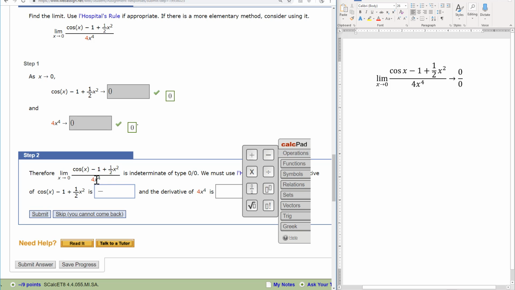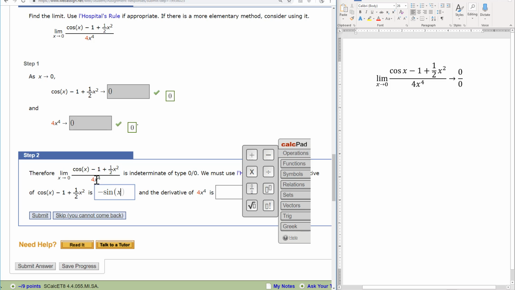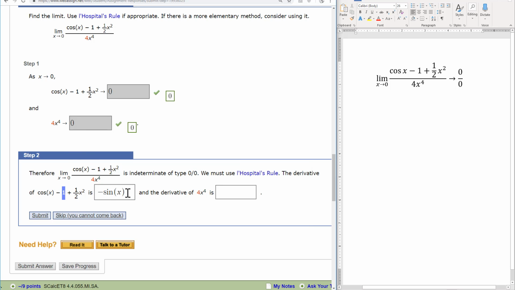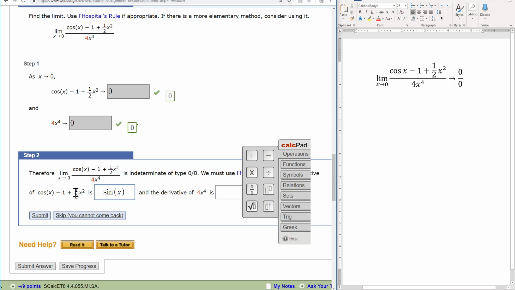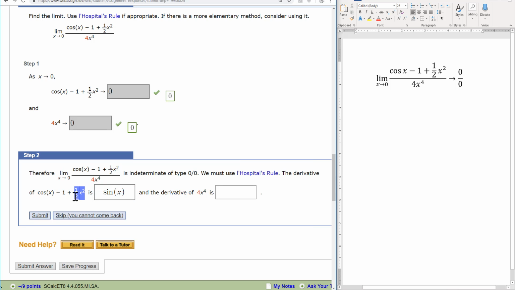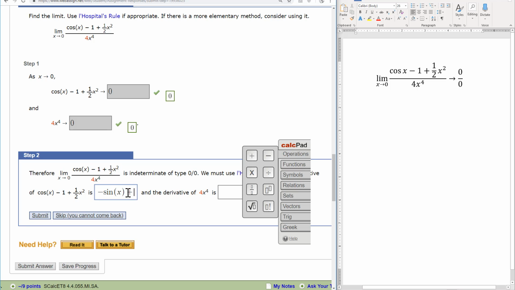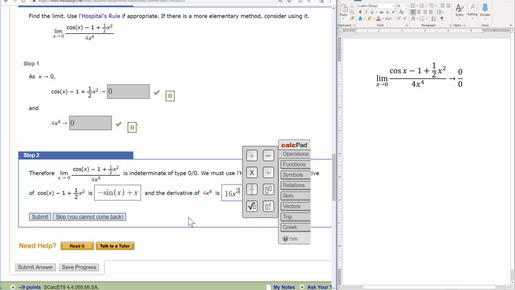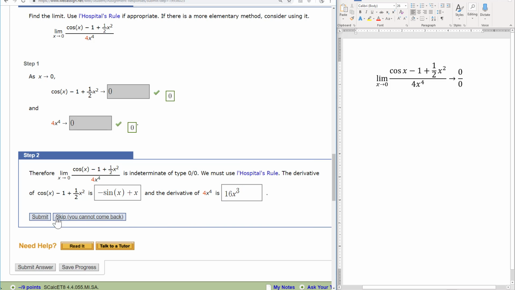A derivative of cosine is negative sine x. The derivative of 1 is 0, so we can just ignore that. The derivative of 1/2 x squared will bring the 2 down, so that would just be a 1 times x to the first power. And the derivative of 4x to the fourth, that one is 16x to the third power. That's pretty straightforward. So we have derivatives.